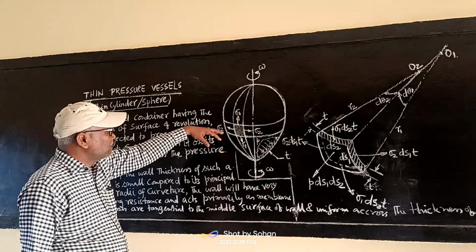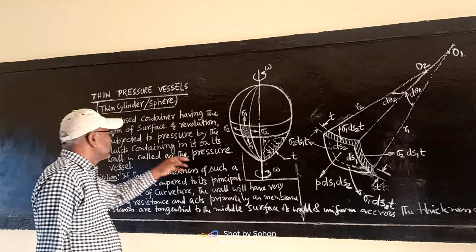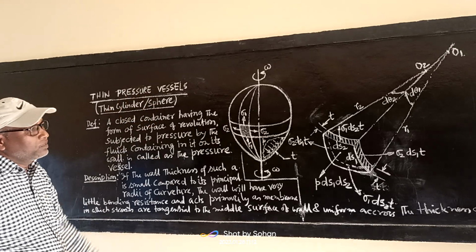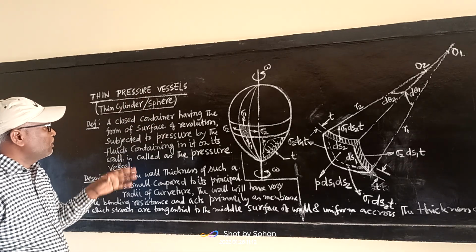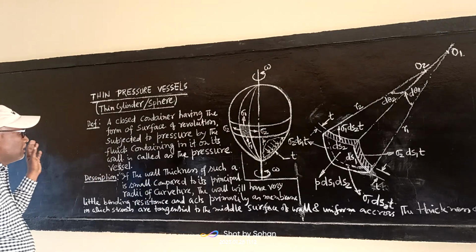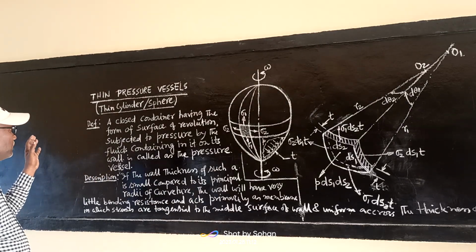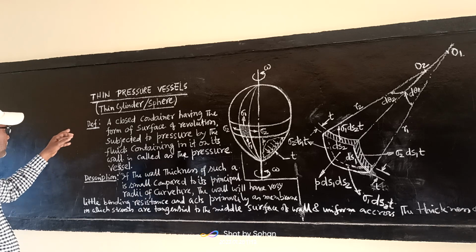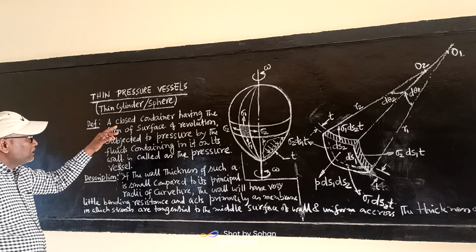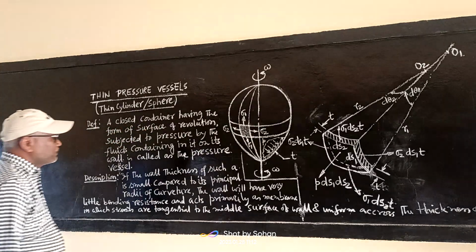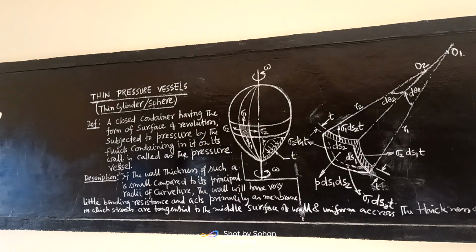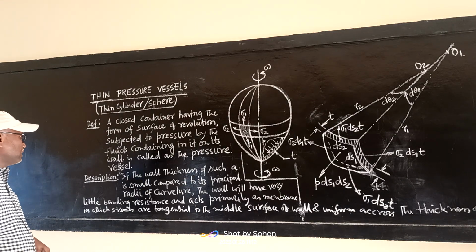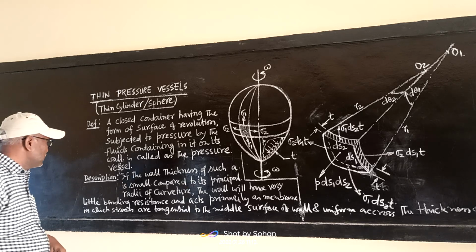So take an egg, whose surface can revolve with respect to some longitudinal axis by the speed omega. Now we'll try to understand what a pressure vessel is. A pressure vessel is a closed container having the form of a surface of revolution, subject to pressure by the fluids contained in it on its wall.